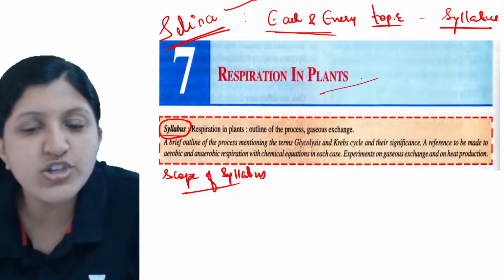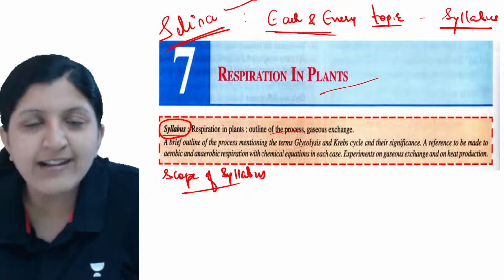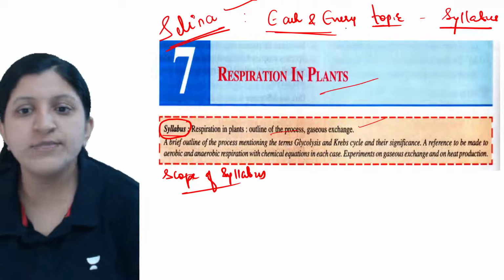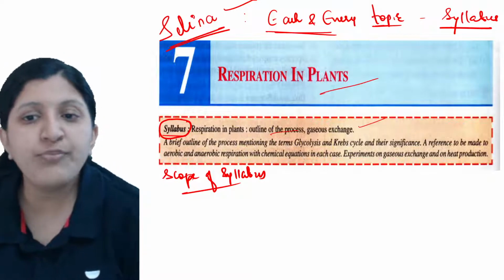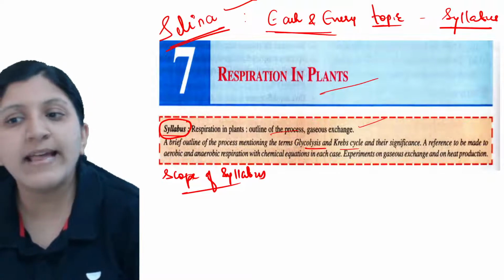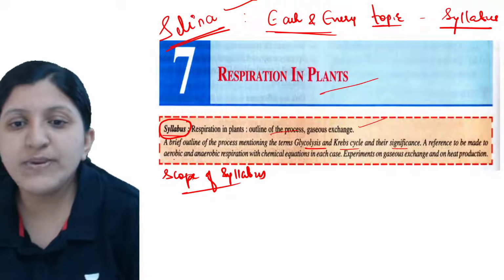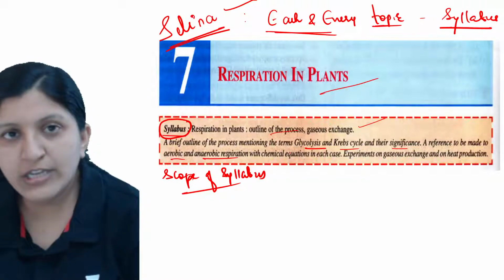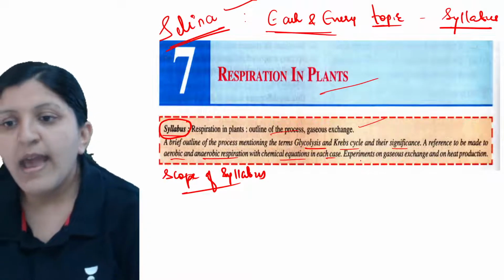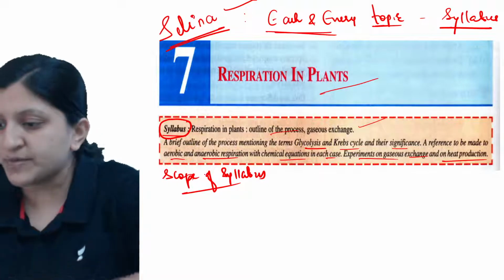So now, in respiration in plants, what is given is the outline of the process: what exactly respiration is, and how the gaseous exchange occurs. A brief outline of the process, mentioning the terms glycolysis and Krebs cycle and their significance, is given. Reference is to be made to aerobic and anaerobic respiration, with the chemical equation in each case, and experiments on the gaseous exchange as well as on heat production.